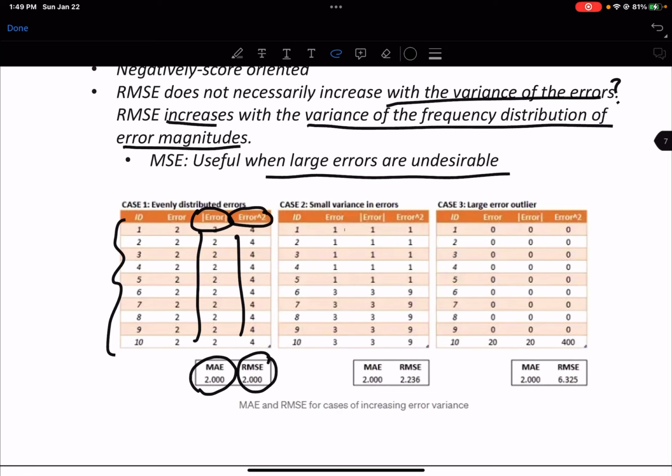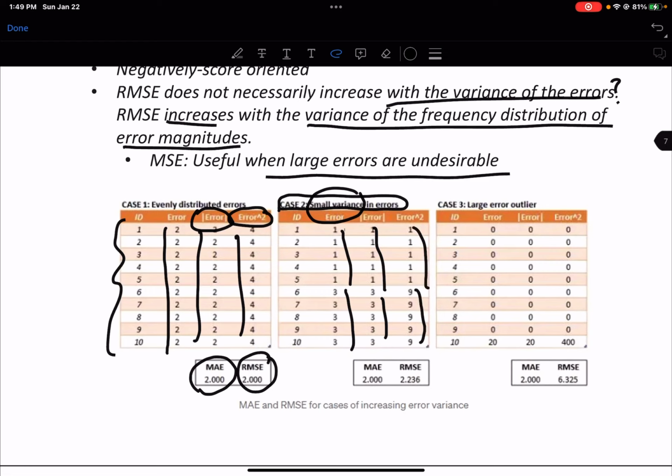So now we consider another example, which has a small variance. So the errors are 1 and 3. So these two values have a slight variation; in the first example we did not have any variation, but now we have some variance in the error. So the magnitude error is 1 and 3 and the squared error shows a difference between the magnitude and squared error compared to the previous example. The mean absolute error in this case also remains the same, but the root mean squared error changes, so it is sensitive to variation in the magnitude of your errors.